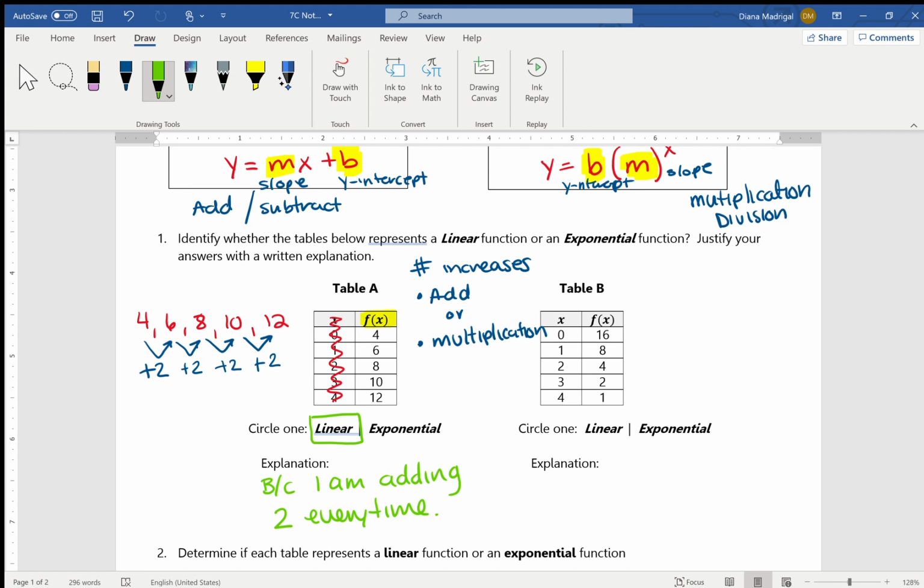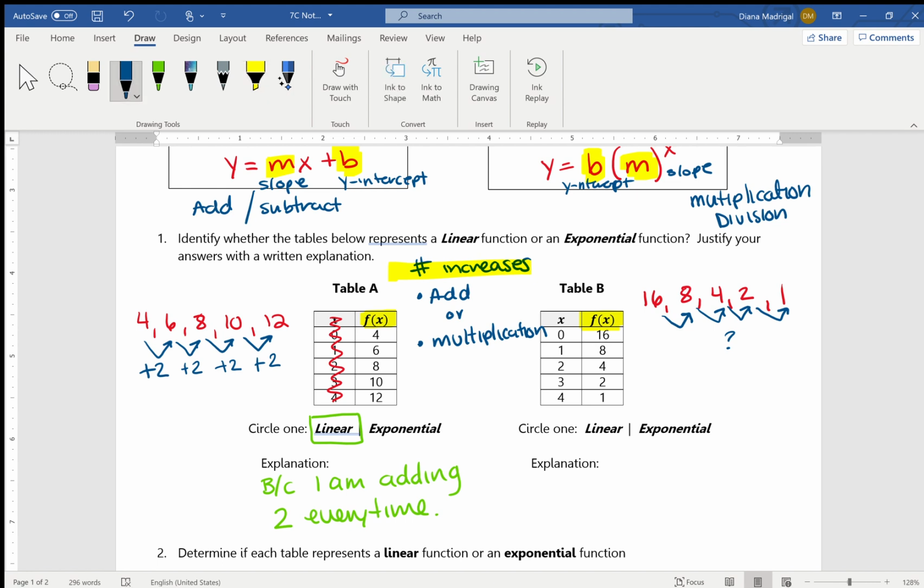Let's try the next one. Again, we're looking at the numbers of f of x, because those are your y numbers. So you're looking at the numbers 16, 8, 4, 2, and 1. I'm going to put them in order just like I did, because some of you get confused by looking at these numbers in a table. From 16 to 8, what's happening? From 8 to 4, what's happening? From 4 to 2? From 2 to 1? That's what I'm questioning. I told you that if your numbers increase, then you're adding or multiplying.